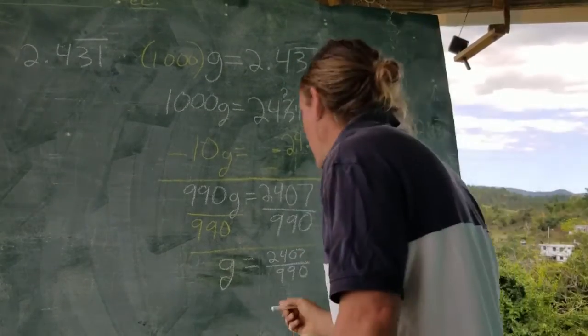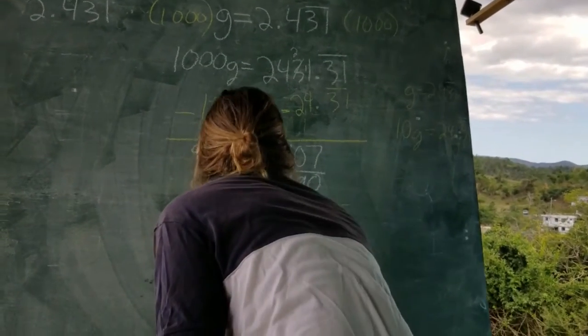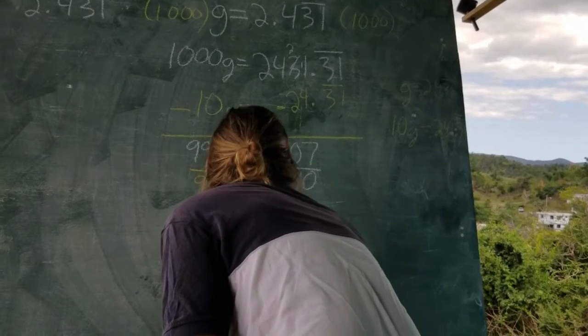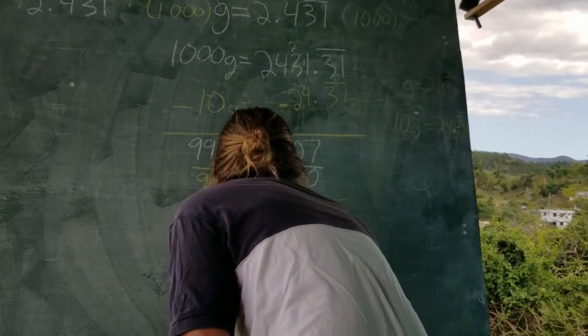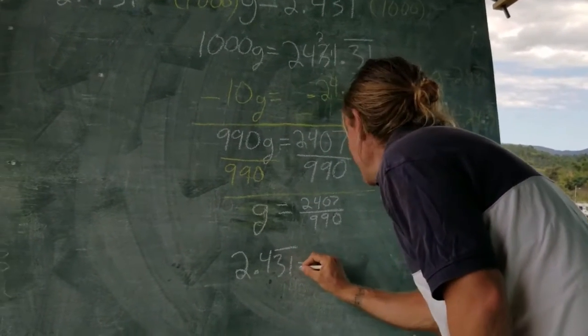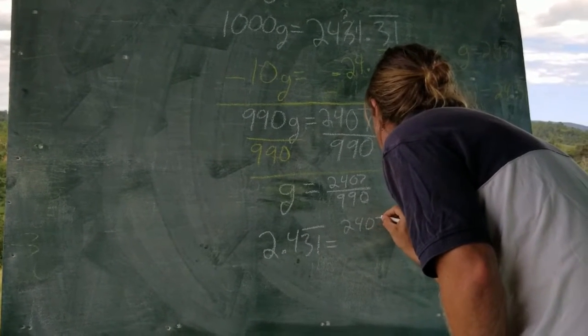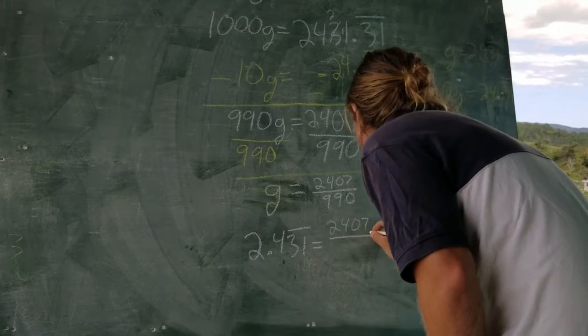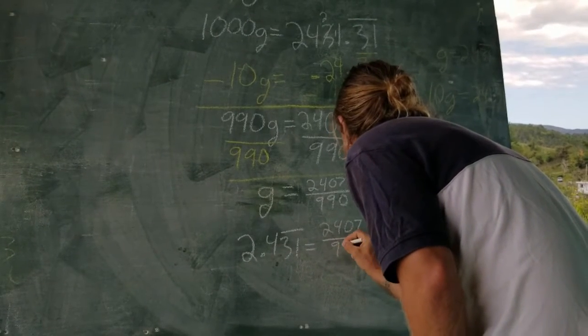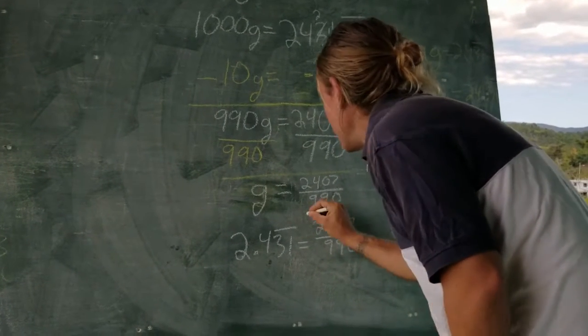So here we have, again, what was G? G was 2.431, the 3-1 repeated, and that is equal to 2,407 over 990.